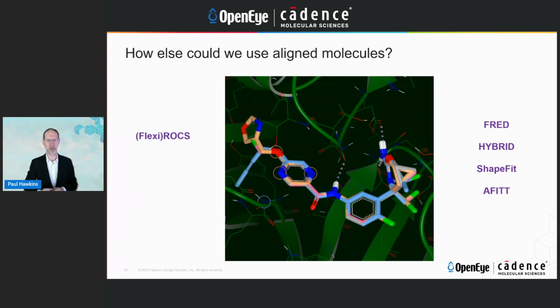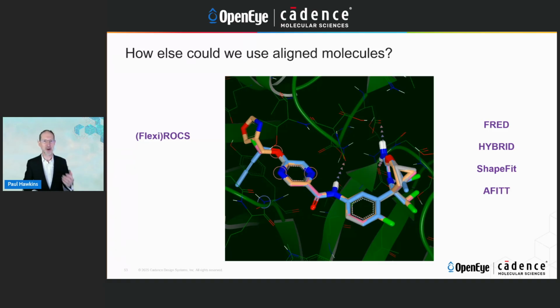Okay, so it's all come down to this. We've got ways of aligning molecules to one another flexibly or rigidly in the absence of a protein, or flexibly or rigidly in the presence of protein. But in either case, we end up with a set of molecules aligned in a relevant way. What are we going to do with these?